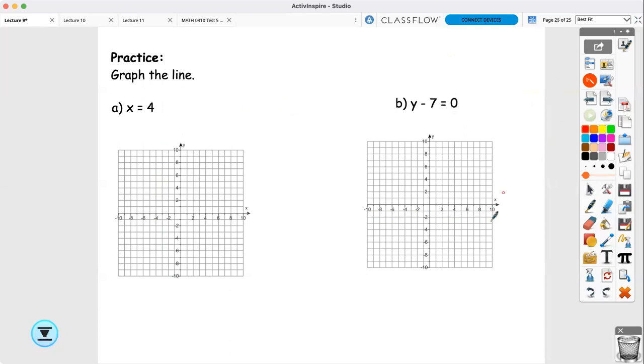All right, last slide, guys. Here are some practice problems. Try them out on your own. I'll give you 2 minutes on this one, or 3 since you're drawing the graph. Good luck.